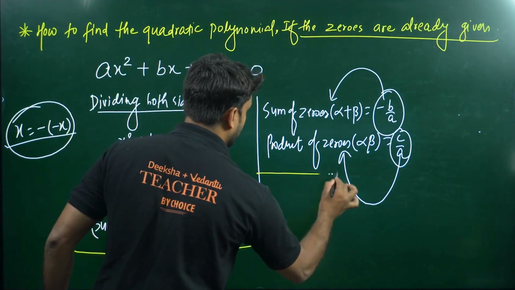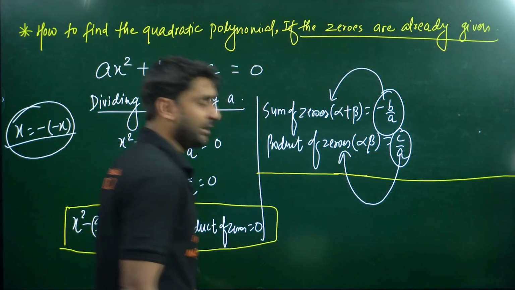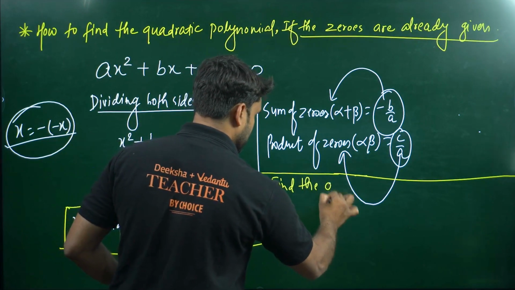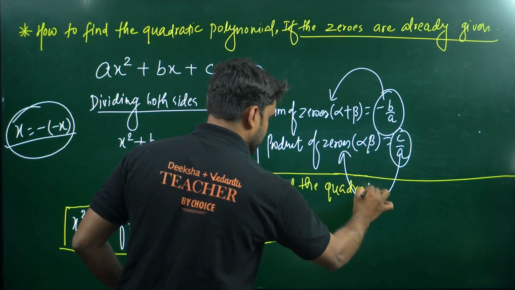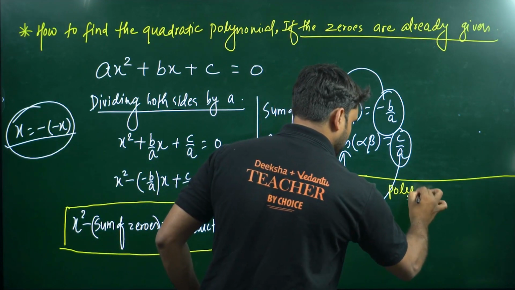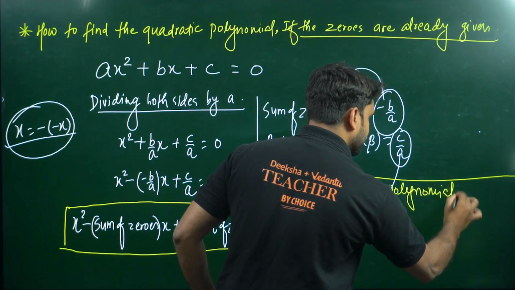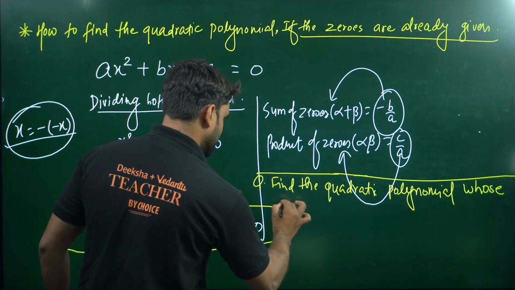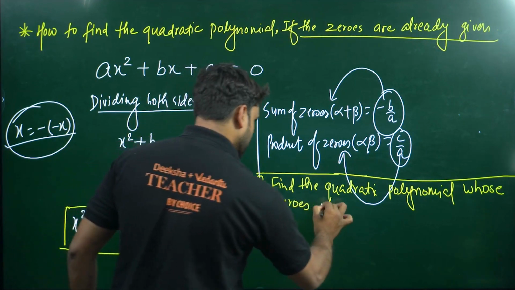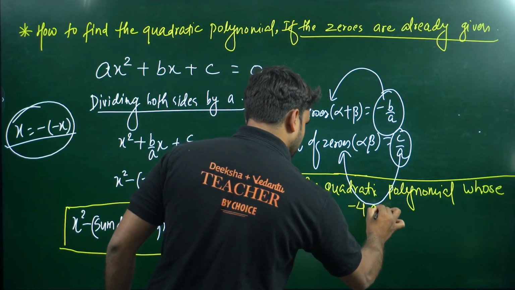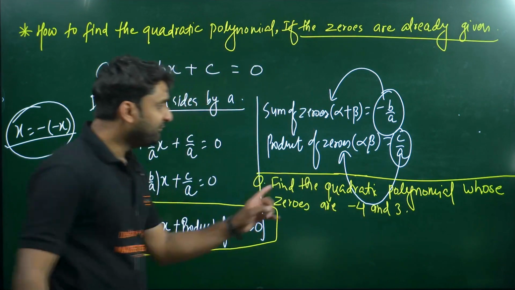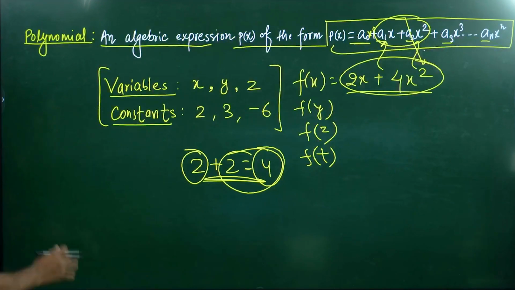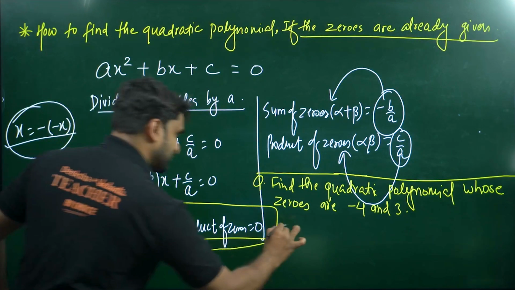Let me give you a short example. Find the quadratic polynomial whose zeros are -4 and 3. I'm giving you a question. Find the quadratic polynomial whose zeros are -4 and 3. Come on, use this formula. Use this formula, champions.